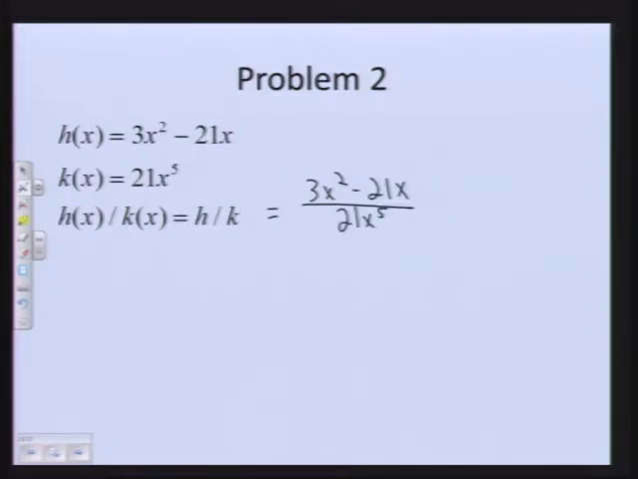Now, I know some of you are very tempted to start like 3 go into 21 or the 21 into the 21, x cancel. That is not how we can reduce this. You reduce by factoring.